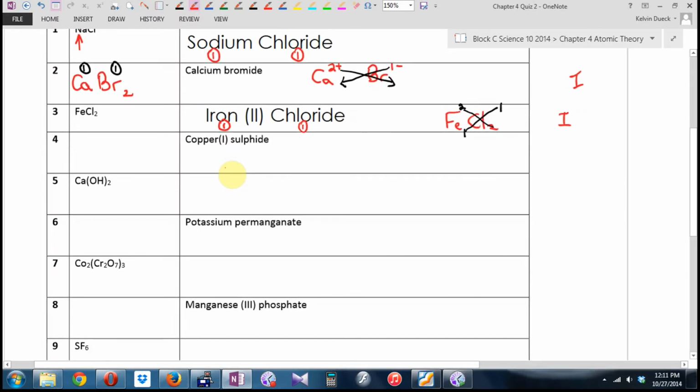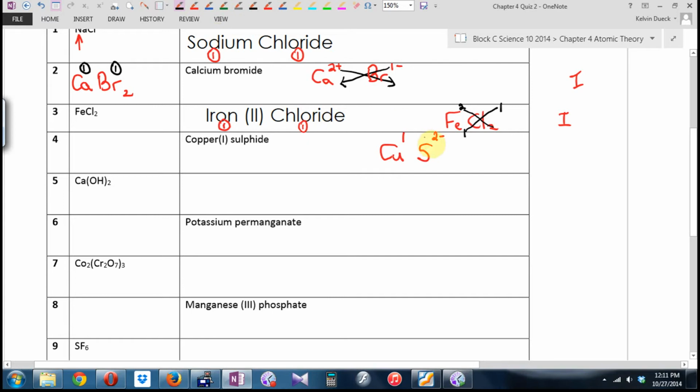Copper 1 sulfide. How can I tell that's ionic and multivalent? Because of the Roman numeral. But this one is actually going to be a little bit easier. That one is telling me which charge to use. So I'm going to use the crisscross rule. Copper is Cu, sulfide is S. Copper, I have several options. No, they want me to put a 1 there. That's what the Roman numeral 1 means. Sulfide is a 2 minus, I believe. I'm going from memory, but I think that's right.